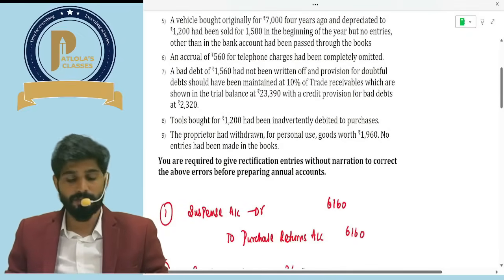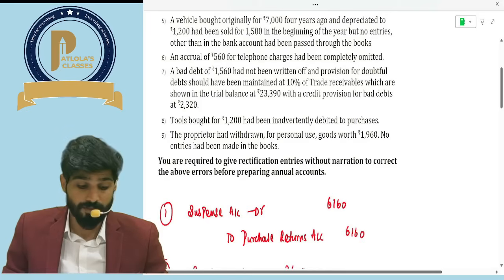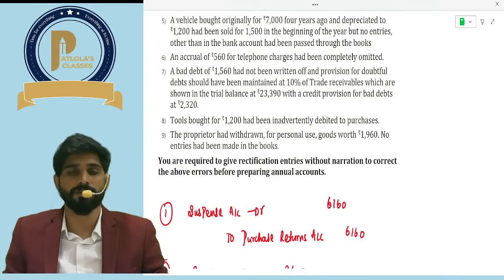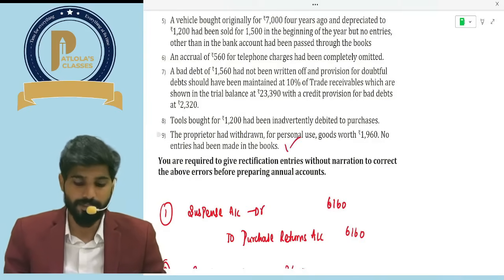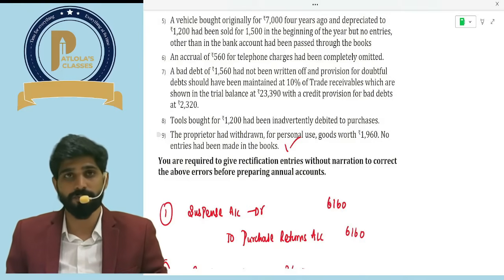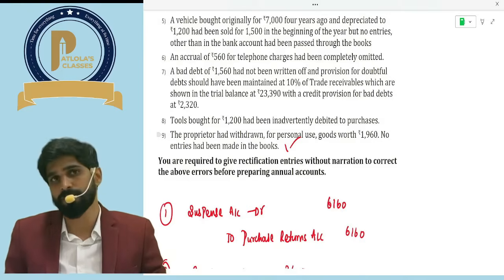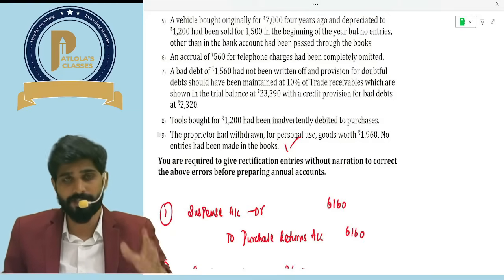Coming to the last one, the proprietor has withdrawn for personal use goods worth 1960. No entry is made. Whenever proprietor withdraws some amount, it will be called drawings. And I will assume here that it is complete omission. When you assume it is complete omission, no entry is passed at all. It is not like one side is omitted. It is not partial omission, it is complete omission. We need to write the entry now.